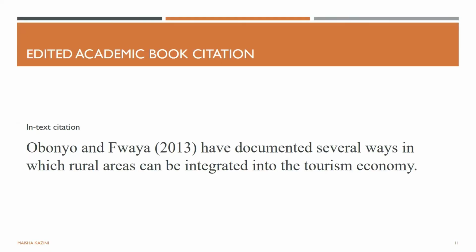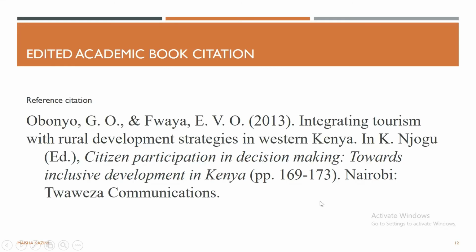This is the in-text citation. I have put the names, Obonyo and Fwaya, and notice that the word "and" is in full. It's spelled out in full. And then I've put the year, and then I've just summarized what they are saying. And that is why I have not added a page number. And this is the reference citation.